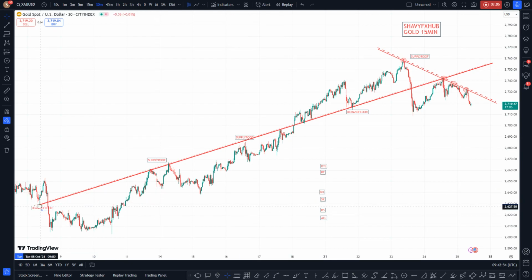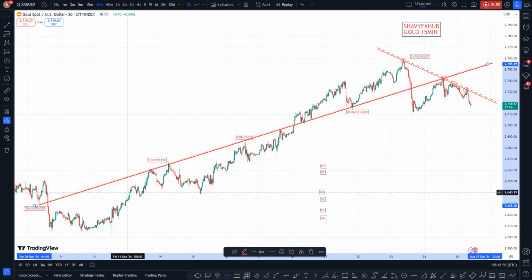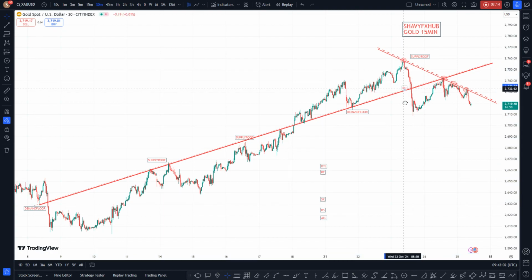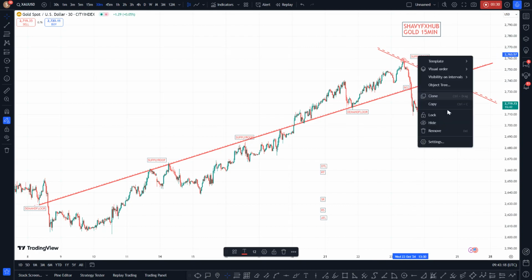This is demand. So we have here a break of structure, BO. What structure was broken? A demand floor. What is a demand floor? Price here, uptick. Price here, uptick. Price here, uptick. Break of what? Demand floor. What happened? Come back on retest. On the retest, where are we now? Supply roof.